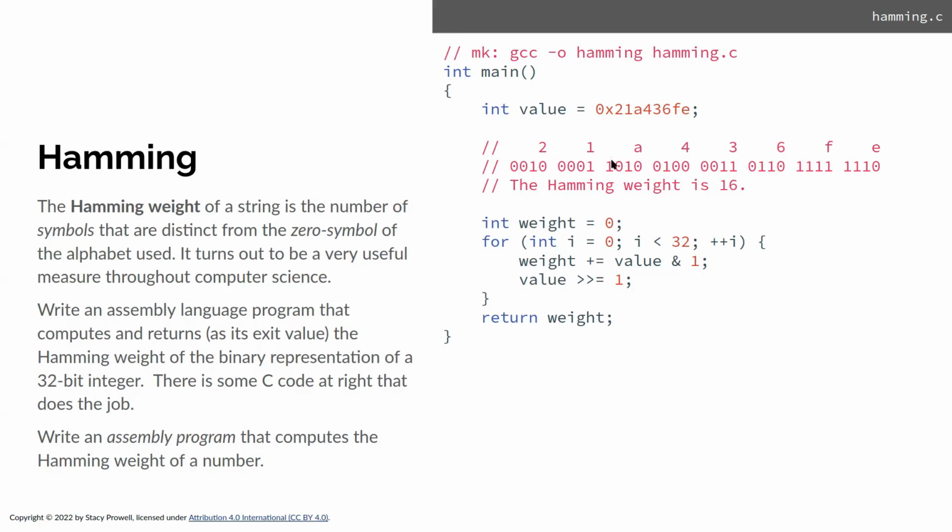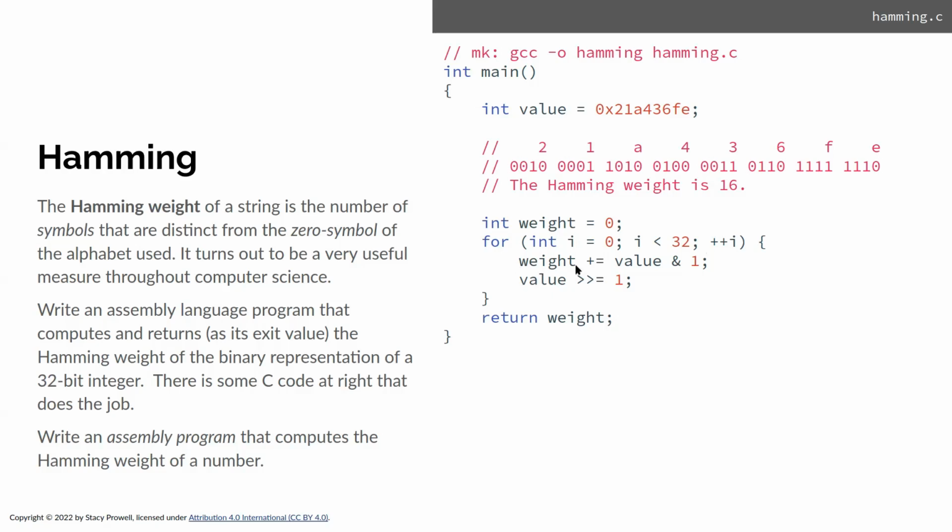It turns out to have interesting applications. You can look it up on Wikipedia and you can see. So the Hamming weight for the hex number 21A436 Foxy is 16 because 1, 2, 3, 4, 5, 6, 7, 8, 9, 10, 11, 12, 13, 14, 15, 16. There we go. That's it. Here's some C code that computes it. The C code says initialize the weight to 0, run 32 times.